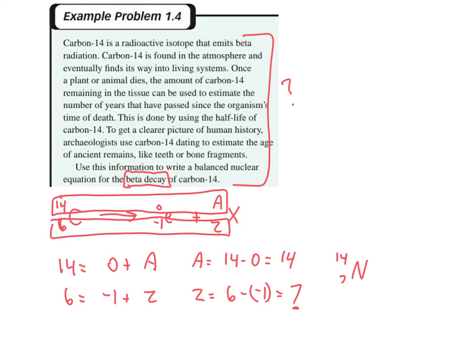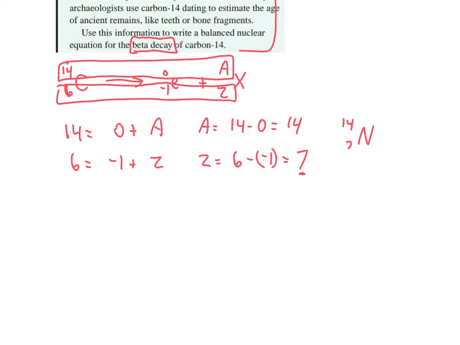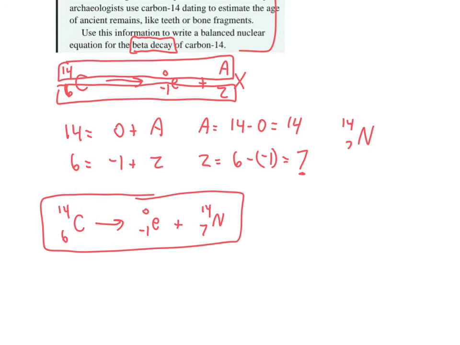So now let's put this all together into our final nuclear notation, and we are going to end up with carbon-14 decaying into an electron plus nitrogen-14. And there we go. There is our final answer. That is the nuclear equation for the beta decay of carbon-14.